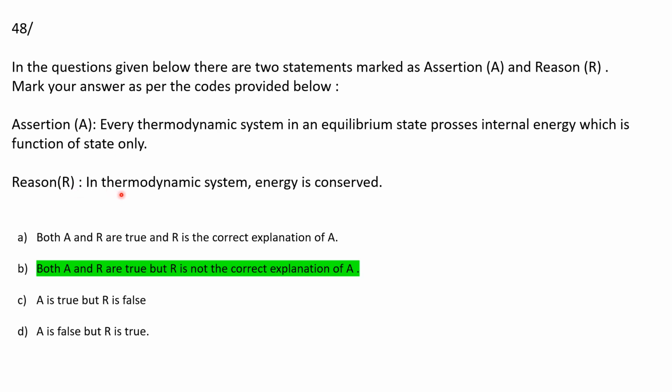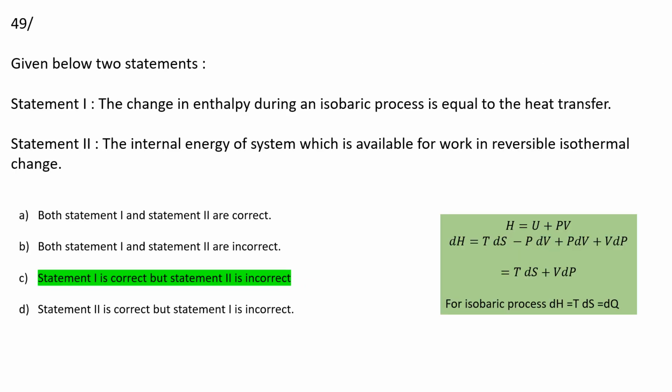And the reason says that in a thermodynamic system energy is conserved. This is also true, but this is not the correct explanation for the assertion A. So our answer will be both A and R are true, but R is not the correct explanation of A. Then given below two statements. So statement 1 says the change in enthalpy during an isobaric process is equal to the heat transfer.